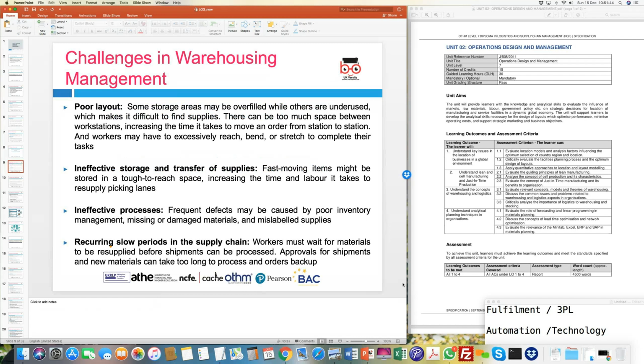Now let's look at some of the challenges of warehouse management. Now we understand different types. We understand what warehousing is, the concept, management. We look at different types of warehouses, how things move within a warehouse, work within a warehouse. Let's look at some of the challenges. These are things that we've discussed primarily in the first and second session, so I'm not going to spend too much time on it.